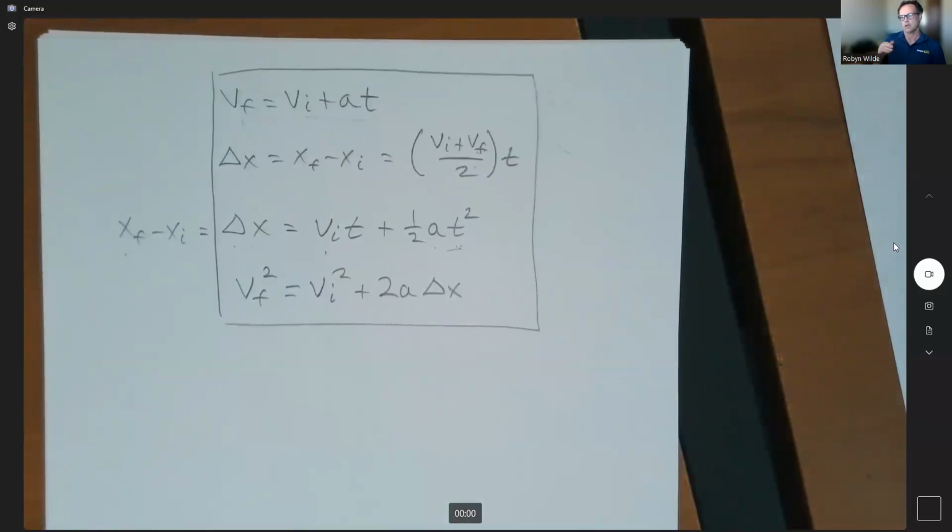In the next lecture, we're going to do some examples. I just wanted to derive them here and talk about the relation between acceleration, velocity, and displacement or position. So I'm going to stop there. In the next lecture, again, we'll do some examples.